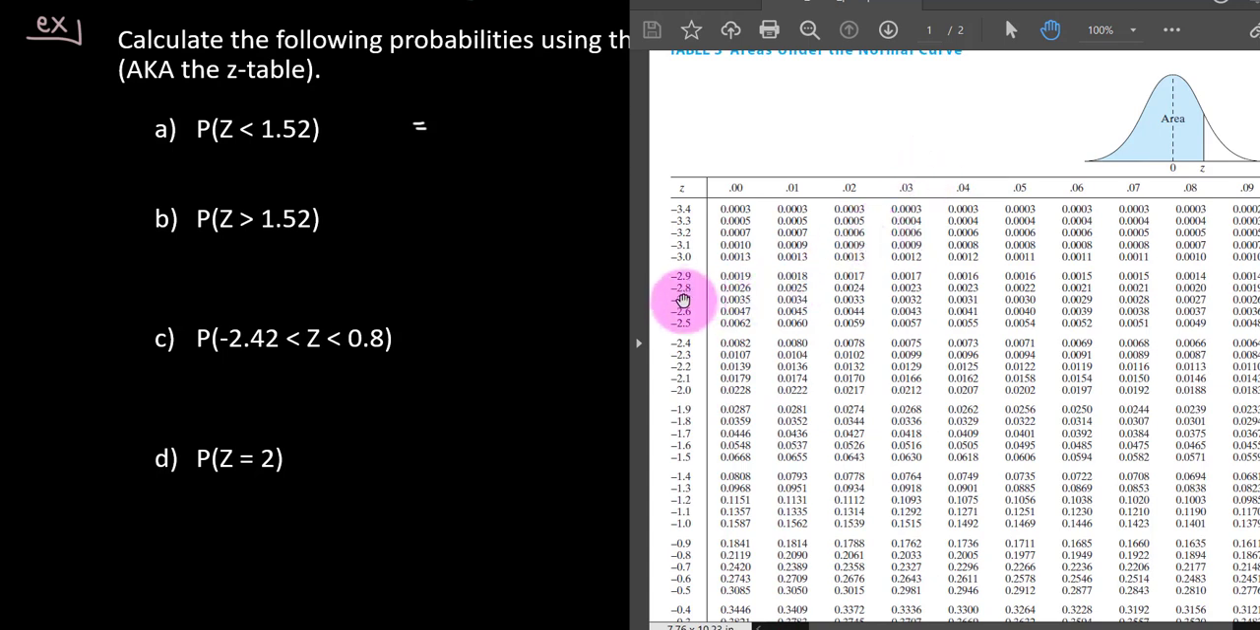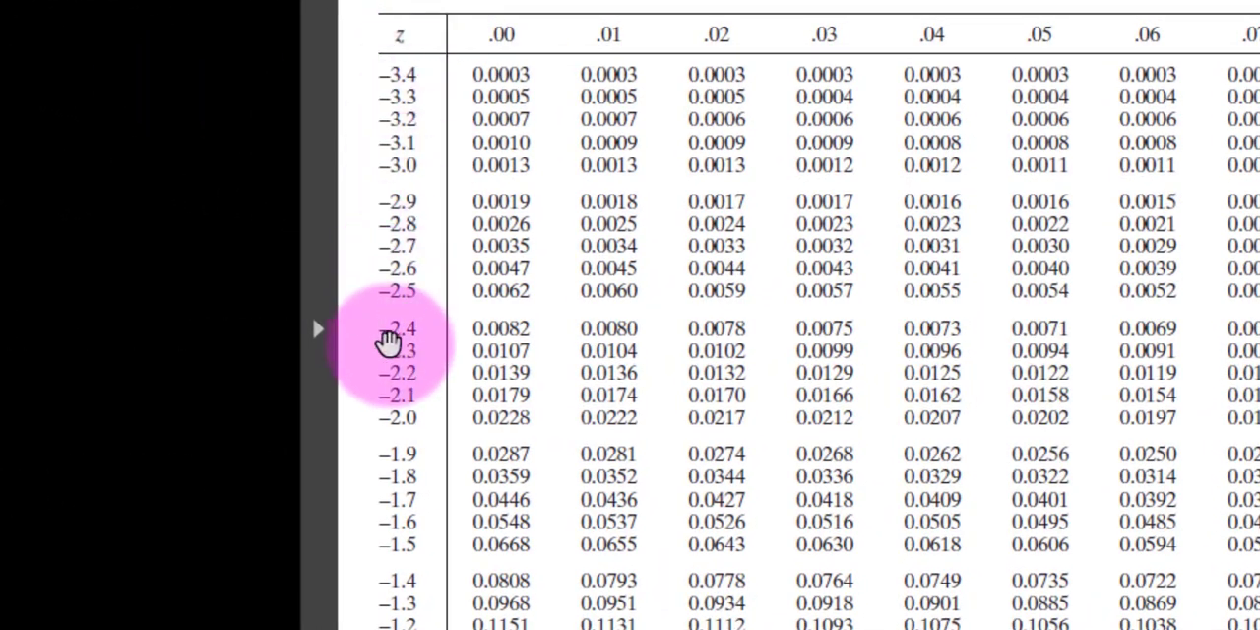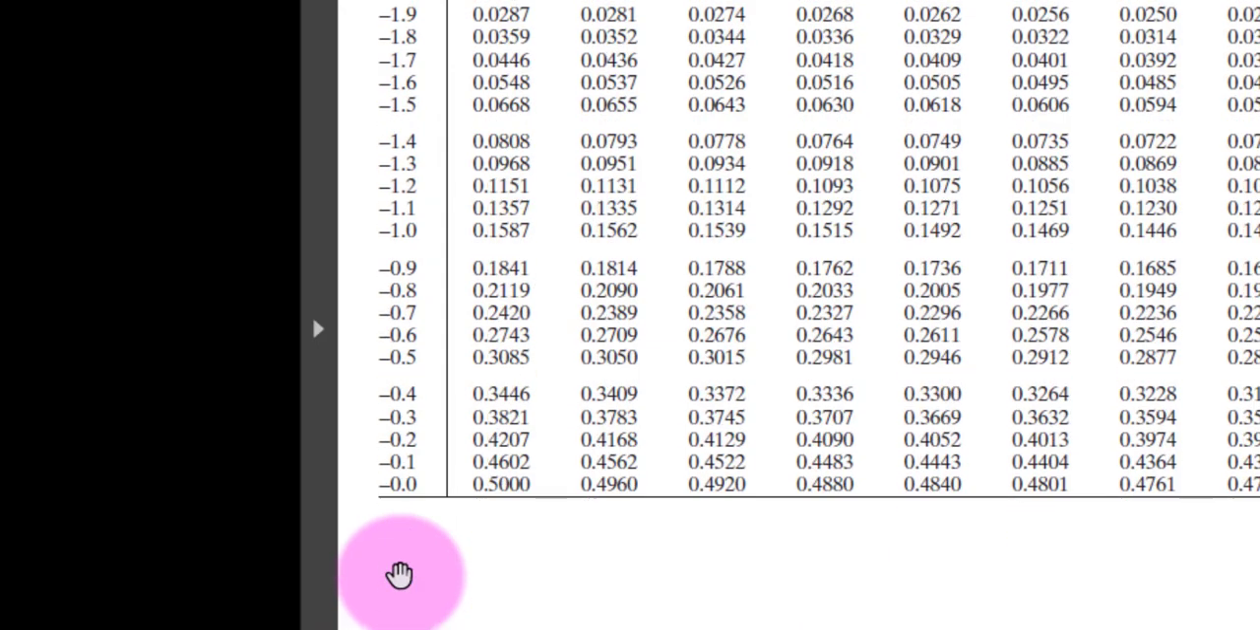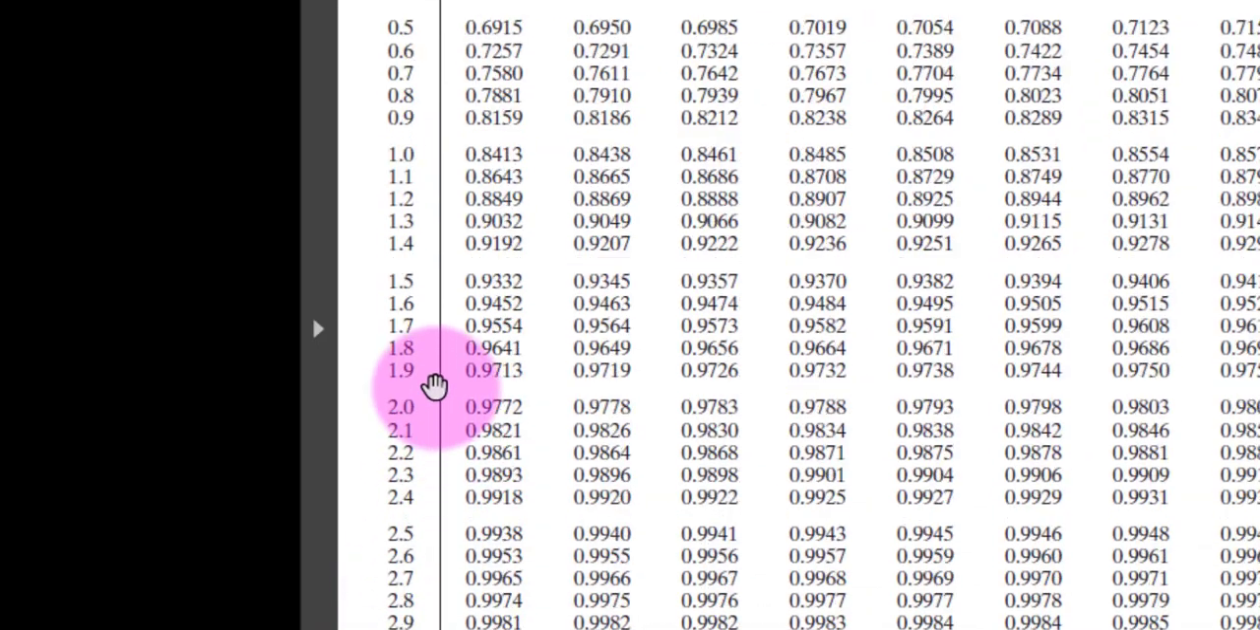So the way this table works is I want to find 1.5 in this first column. Now this is where there's two pages here. This first page is dedicated to negative numbers, negative z values, so those are below the mean. So I need to go to the other page to find positive 1.5.